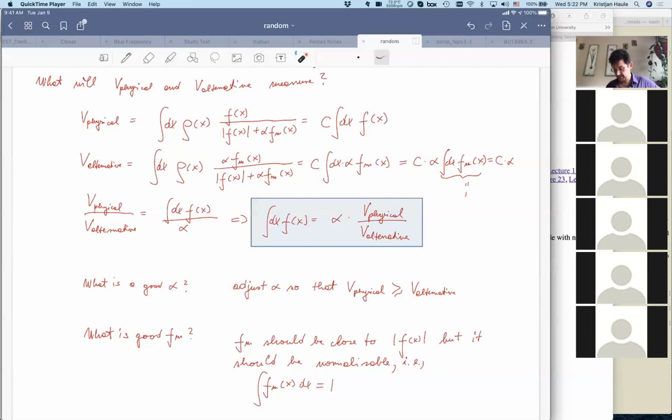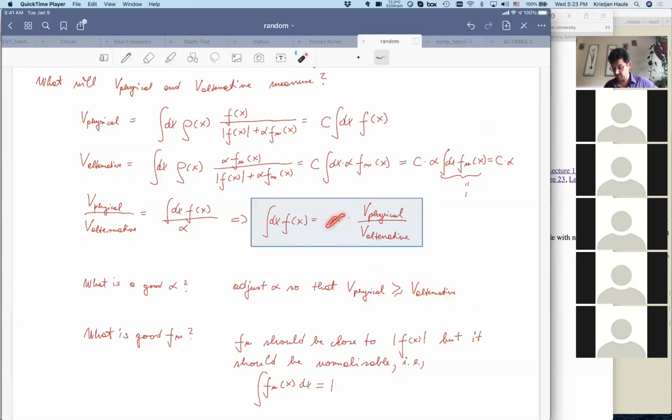Well, it turns out that a good rule of thumb is that this V physical is of the order of V alternative. They can be more or less the same, but it's maybe slightly better if V physical is a little bit bigger, like 5 times bigger, 10 times bigger. It shouldn't be a million times bigger, because then that's huge. But if these two are the same order of magnitude, preferably V physical slightly bigger than V alternative, we're going to do just fine. So of course we need to adjust alpha.